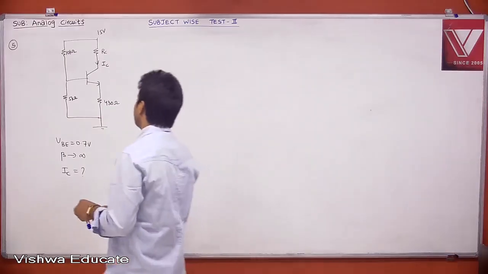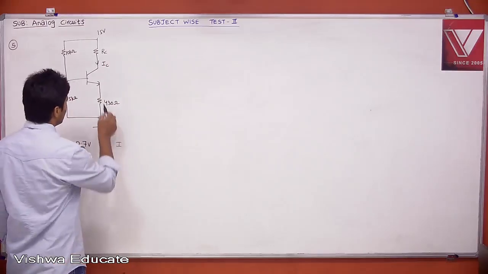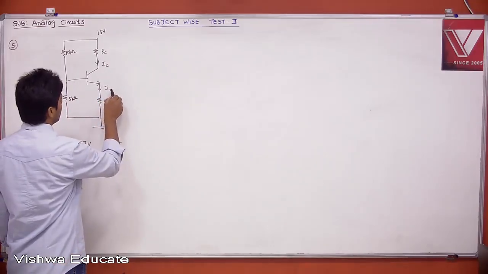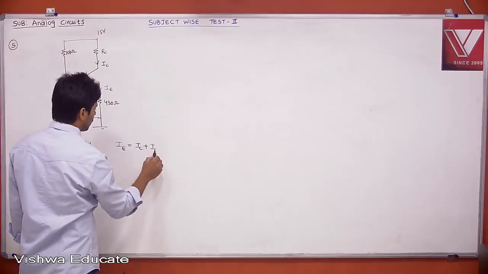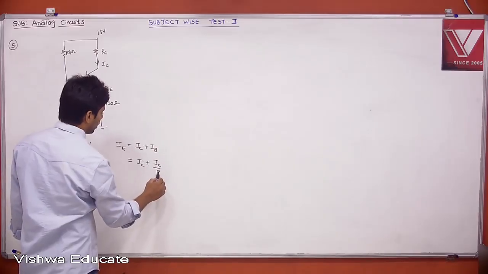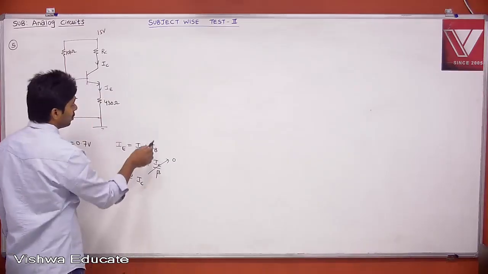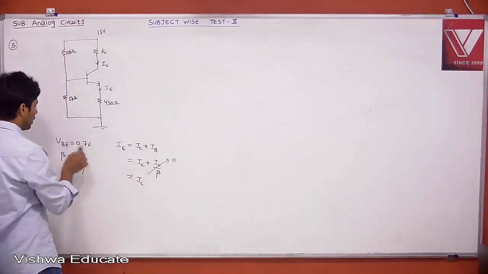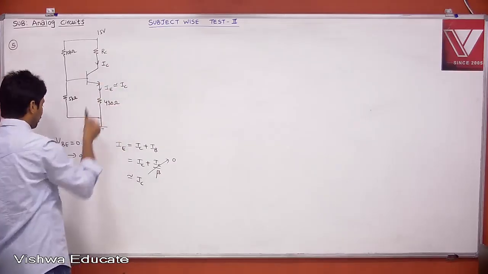Now observe, is this AC analysis or DC analysis? It is a DC analysis problem. Then beta is very large. What do you mean by beta is very large? This is your IE. Therefore IE is equal to IC plus IB, which is IC plus IC by beta. If beta is very large, this value is almost 0, then IE is nothing but IC. That is the meaning of it. You can neglect IB with respect to IE. Therefore your IE is approximately equal to IC. If you find IE, indirectly you are finding IC only.